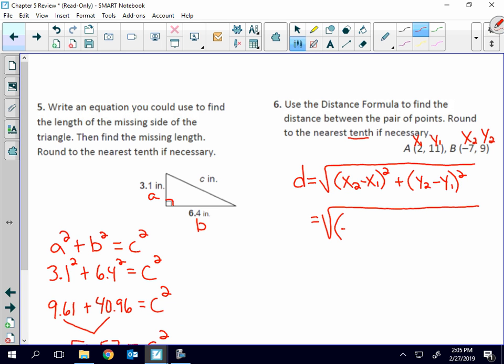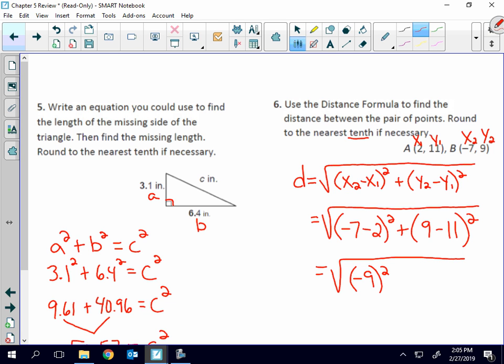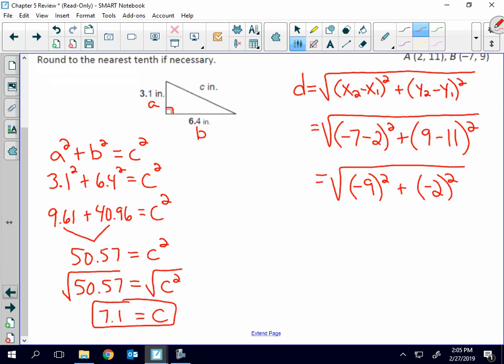x2 is negative 7, and then I'm subtracting x1, which is 2. And y2 is 9 minus y1, which is 11. All right, so we have the distance equals, let's see, negative 7 minus 2 gives me negative 9, and I'm going to square that. And 9 minus 11 is negative 2. I'm going to square that as well. Don't forget, when we square something, that means we multiply it by itself. Well, any number times itself will always end up being positive.